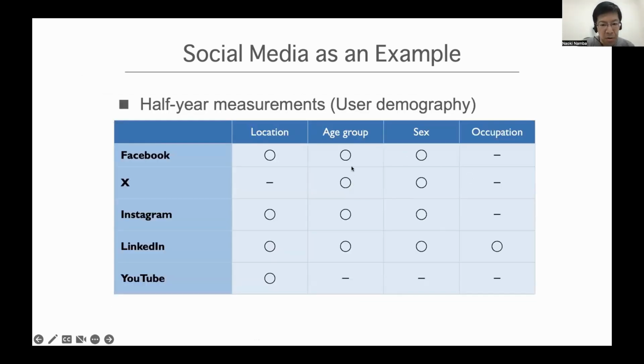In addition to those monthly analyses, we also look at the user demography every half a year, like location, age group, sex, and occupation, so that we can tell who is actually looking at our social media channels.